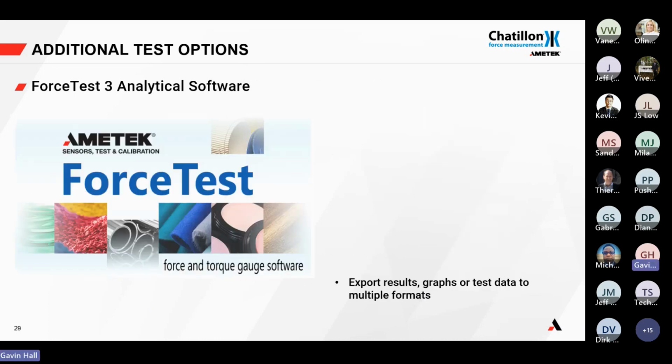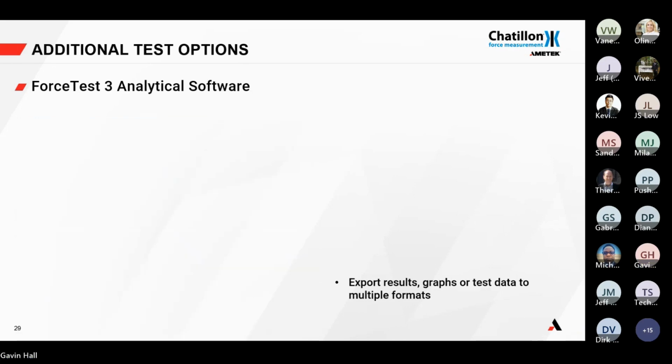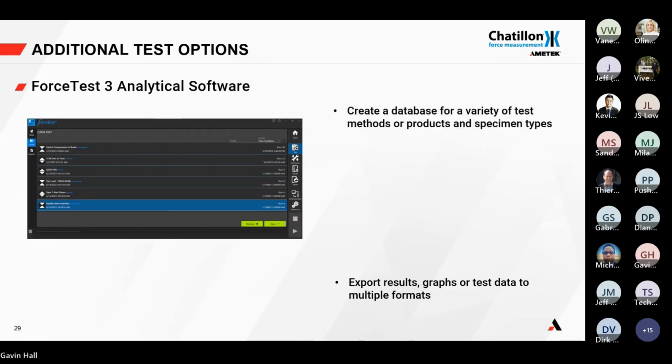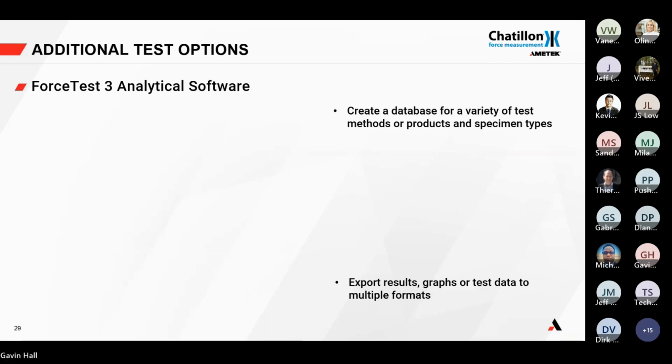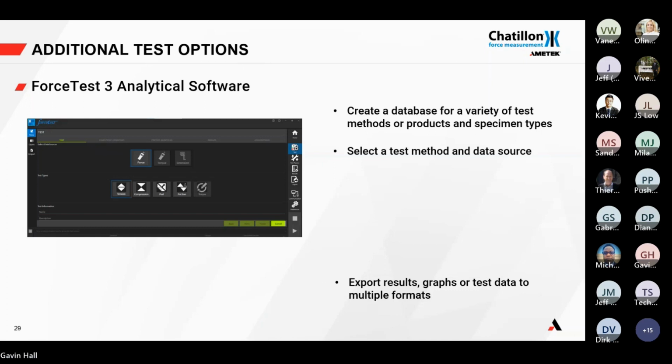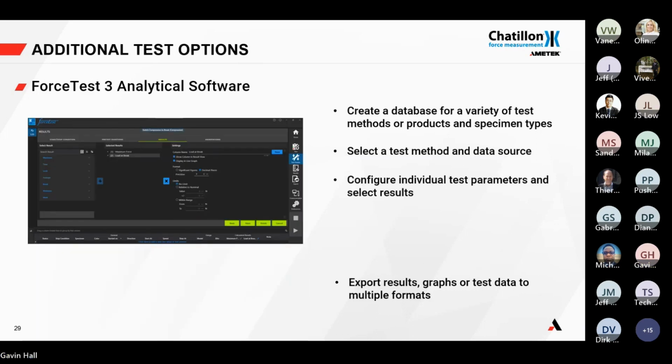And we have additional software, Force Test 3. We have the ability to create a database for a variety of test methods, products or test specimens. From a menu system, we can select a test method and a data source. We have the ability to configure individual test parameters, many of which are mapped from within the gauge itself, the gauge menu. And we have an ability to define test results.